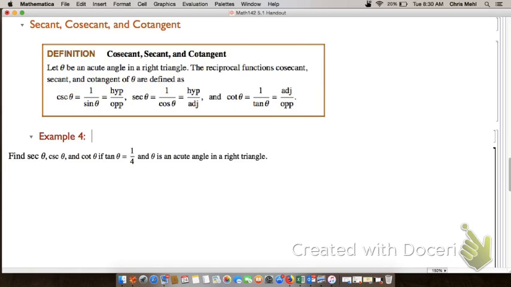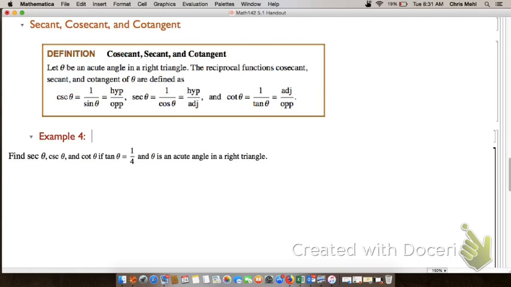Okay. Now, we can also define the reciprocal trig functions. We know SOHCAHTOA. We know if you have an angle in a right triangle, sine, cosine, and tangent are defined as previously. Now, cosecant theta, secant theta, and cotangent theta, those are just the reciprocals of sine, cosine, and tangent.